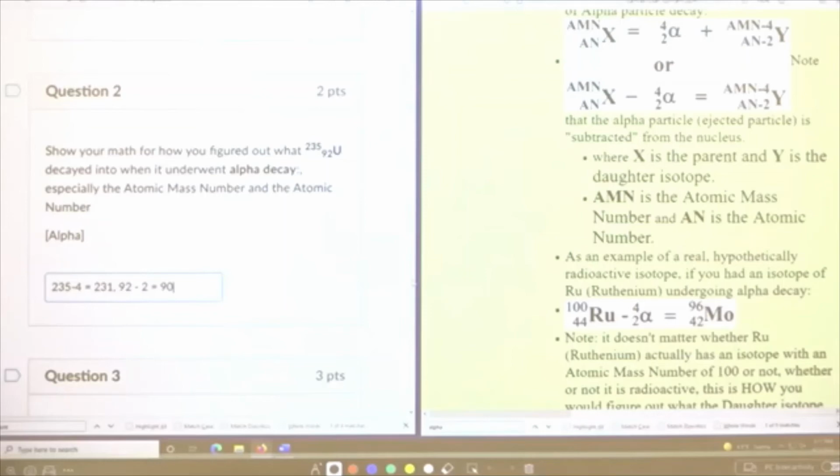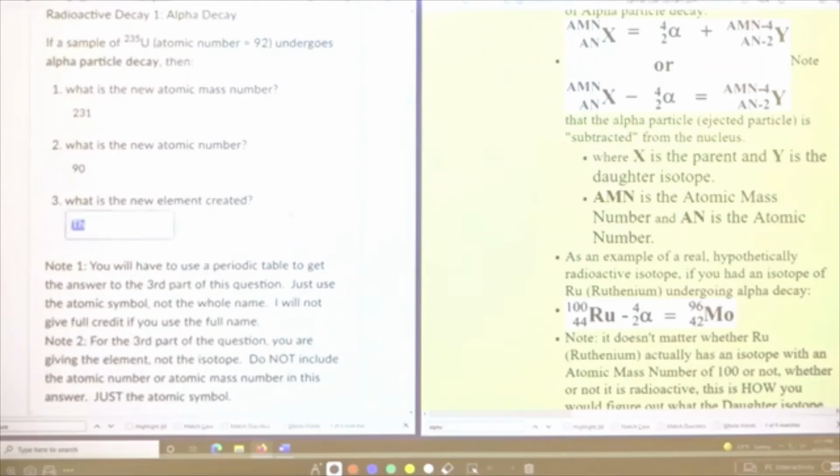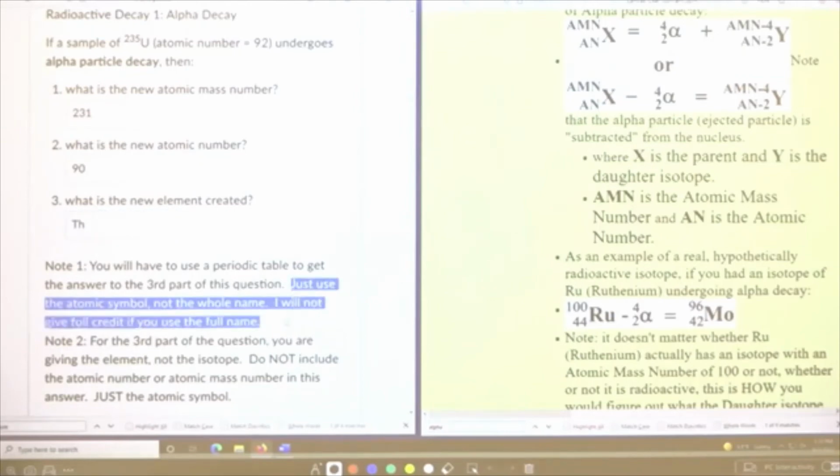Another thing that I want to point out is that I am not going to make you figure out what these elements are. The goal of this exercise is to be able to figure it out, not to pronounce what the word is. And so you'll notice that I explicitly told you, just use the atomic symbol, not the whole name. I will not give full credit if you use the full name. Some of you wrote down thorium. You only got half credit, okay? I wrote it there explicitly, so you should be able to get the right answer.